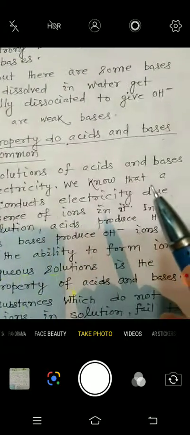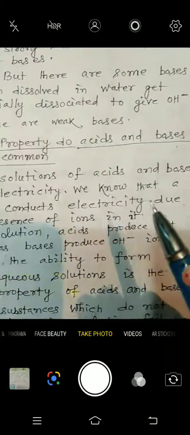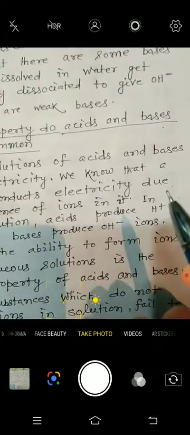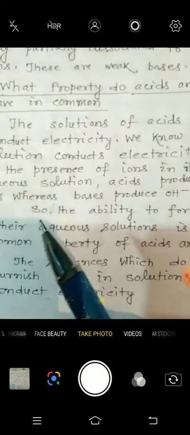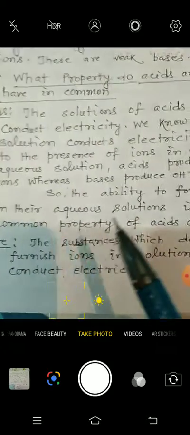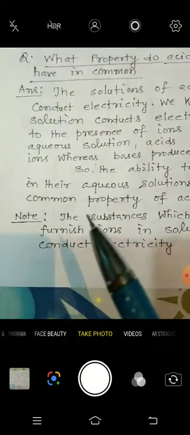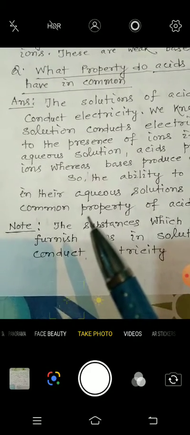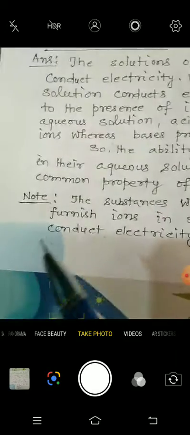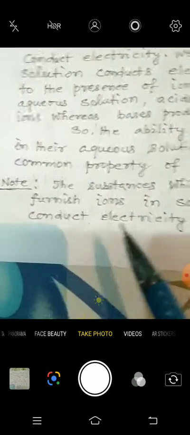Now, the question is, what property do acids and bases have in common? The solutions of acids and bases conduct electricity. We know that a solution conducts electricity due to the presence of ions in it. In aqueous solution, acids produce H plus ions, whereas bases produce hydroxide ions. So, the ability to form ions in their aqueous solutions is the common property of acids and bases. It means both acids and bases produce ions when they are dissolved in water. Note, the substances which do not furnish ions in solution fail to conduct electricity.